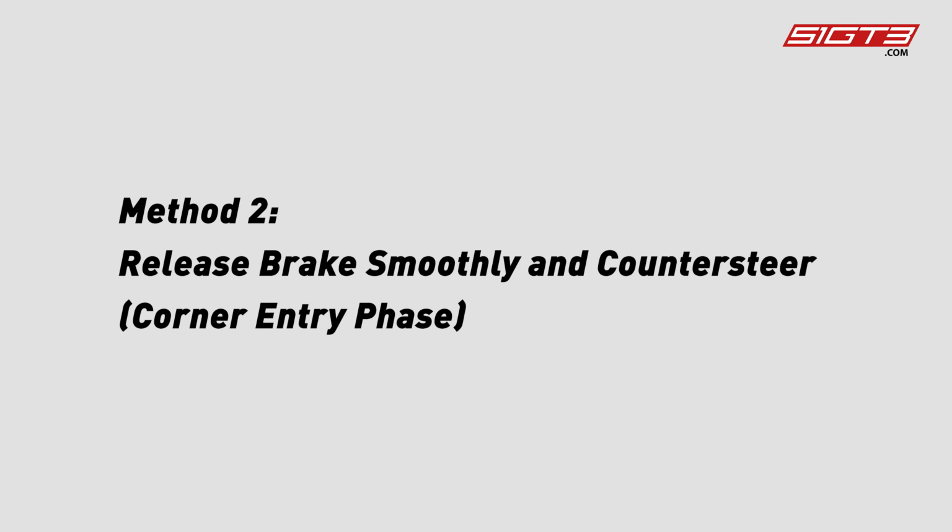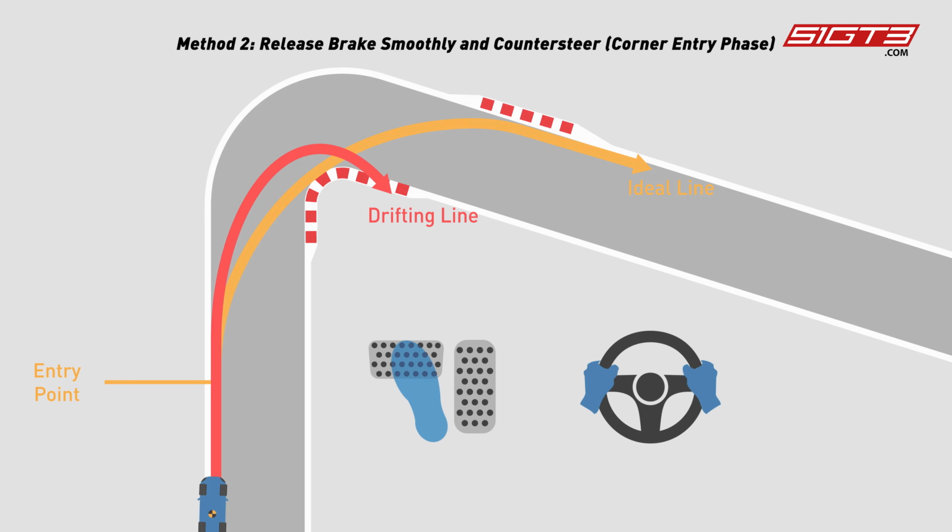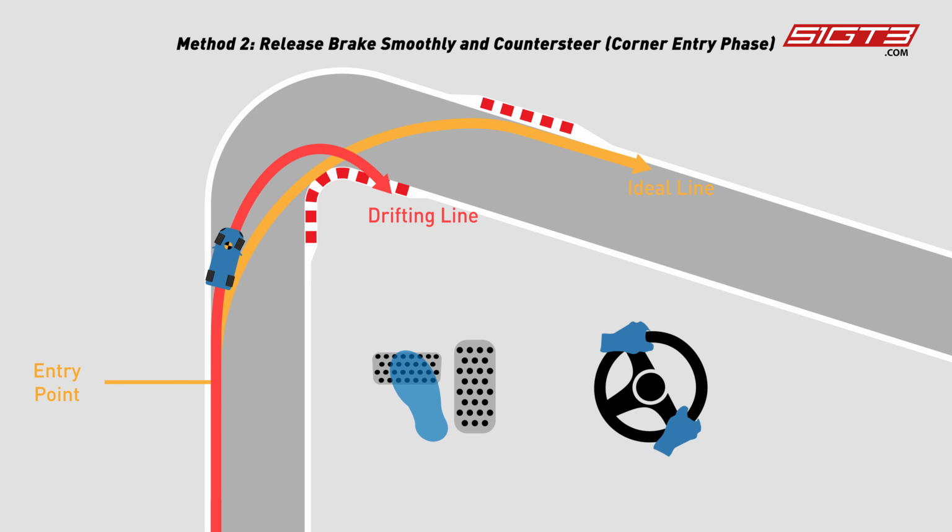Method 2 is to smoothly release the brakes and countersteer during the corner entry phase. If you try to steer and trail brake aggressively, the weight of the car will be transferred to the front part and rear tire pressure will be reduced, resulting in a lack of rear tire grip and the car drifting.